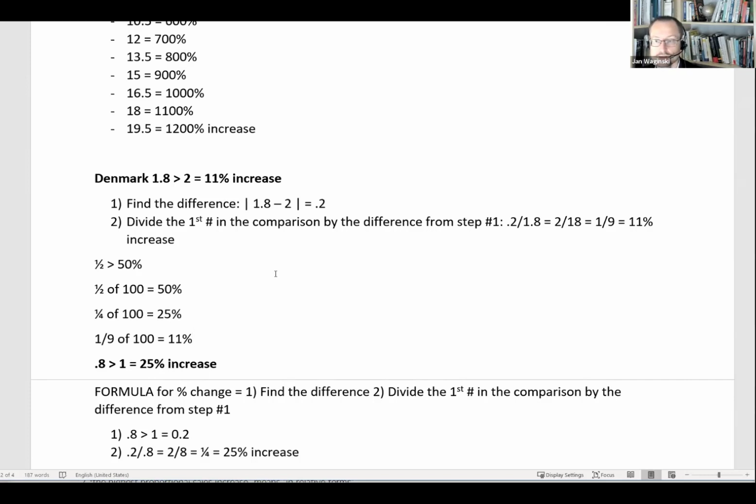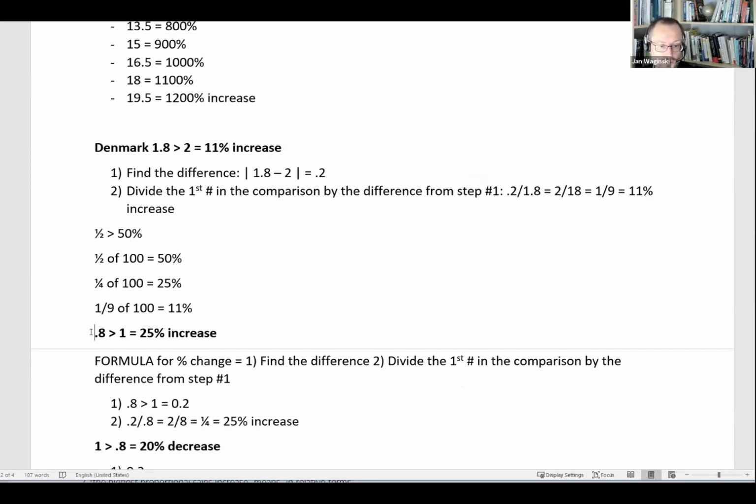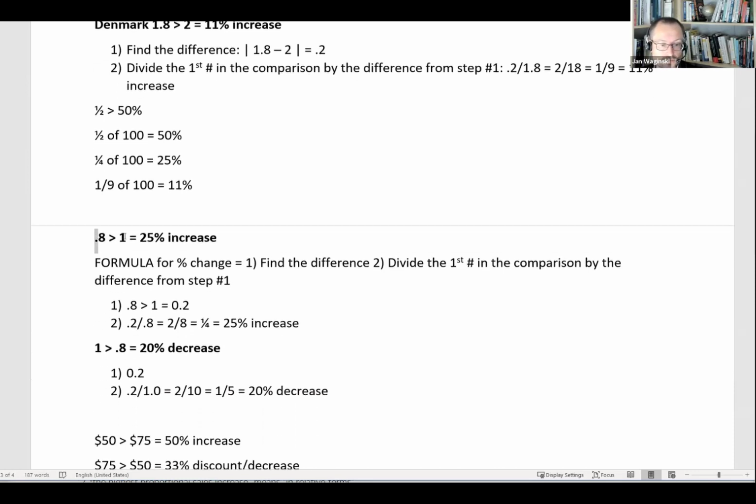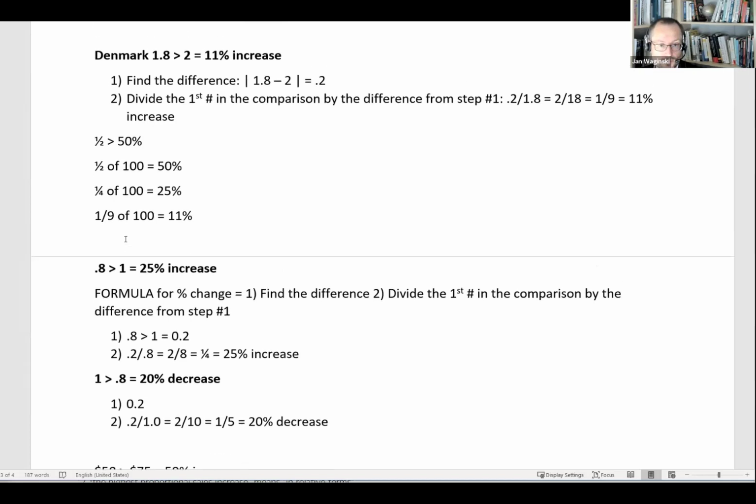Excuse me, what is the difference between what we just did here and what we did before? Well, we did Denmark, 1.8 to 2, which was an 11% increase. The example we did earlier was this one, 0.8 to 1. So this one is 0.8 to 1. Yes. So that is 1.8 to 2. Okay, that's right.